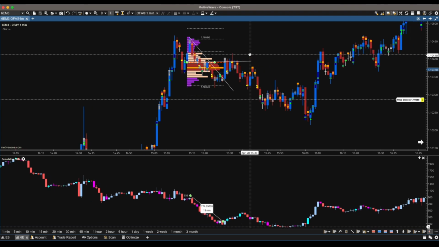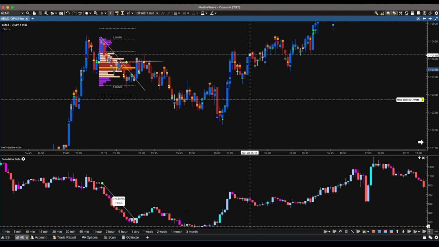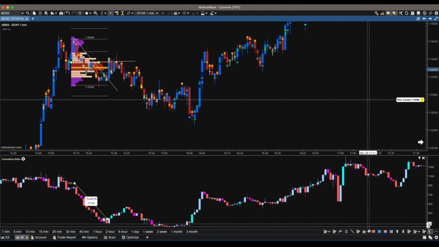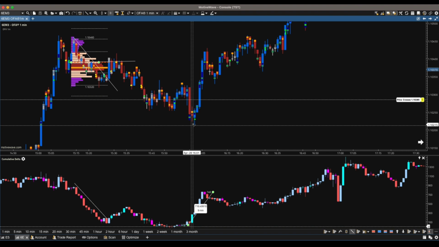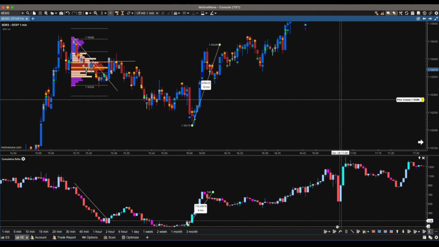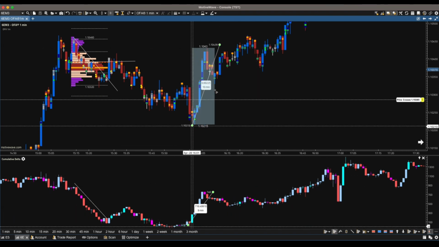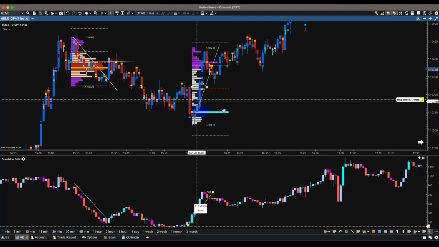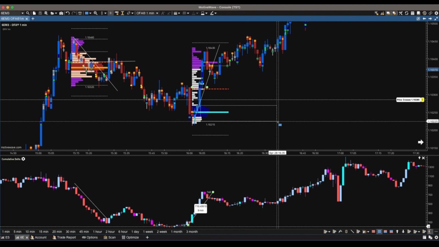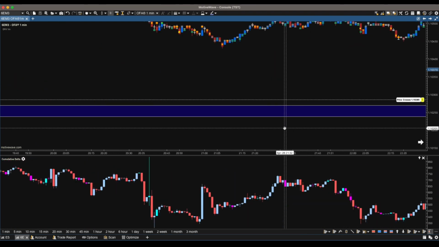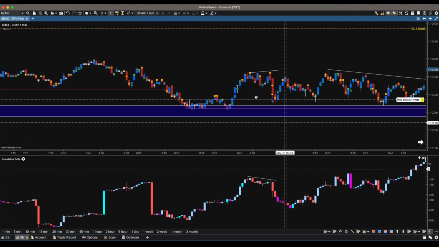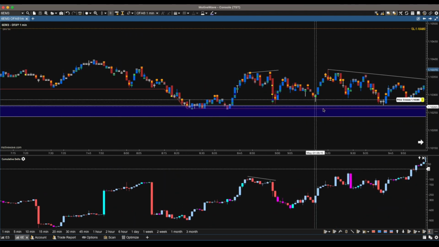Here as well we have breakout structure, we have bullish confirmation here, and we have a high volume node probably below here with this liquidity. It could be interesting to take a look if this was a very good high volume node to take.